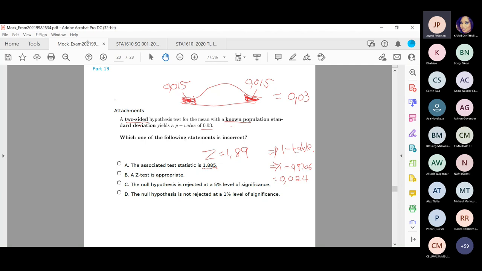1.89? Why are we doing 1.89? It's because, remember, we are given what the p-value is. We have to go to the z-value table. We need to round it up, because on the z-value table we only have 2 decimals. So if the value to the left or to the right is greater than or equal to 5, we add 1. So I added 1 to that. Okay. Thank you so much.